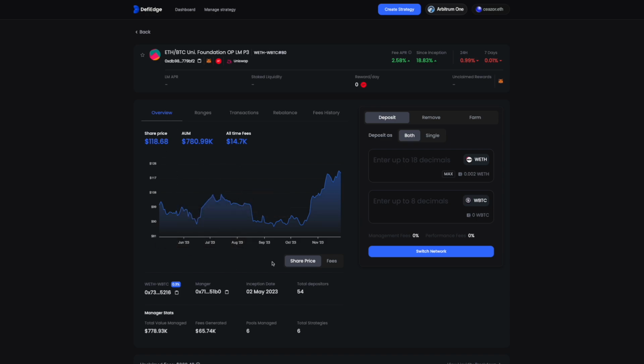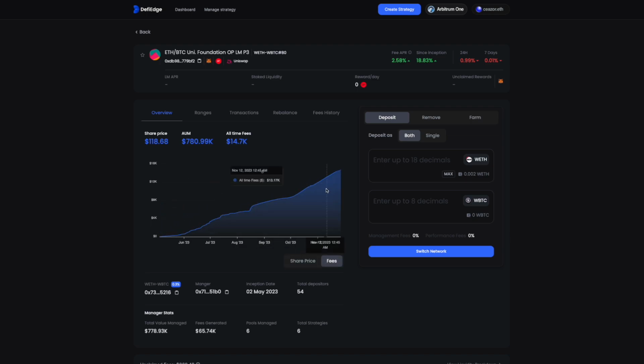So basically you can see some share price over history. Now share price isn't really important. It's basically when you deposit liquidity inside, then you're issued shares. And that price generally goes up based on fees and revenue. It starts at $100 per share and goes up, and then it goes down if there's losses and stuff like this, okay?